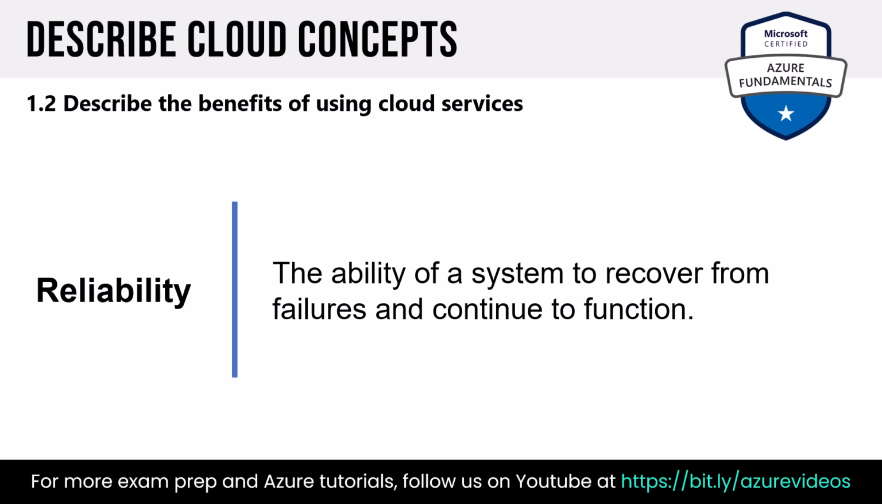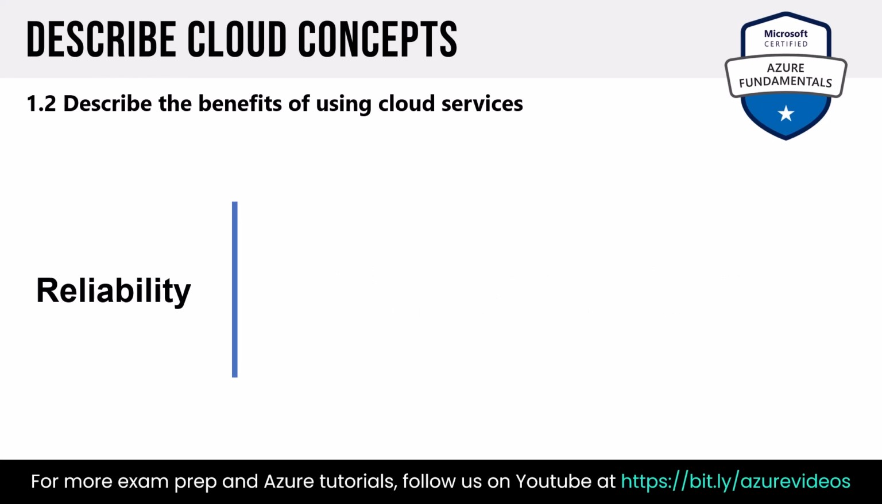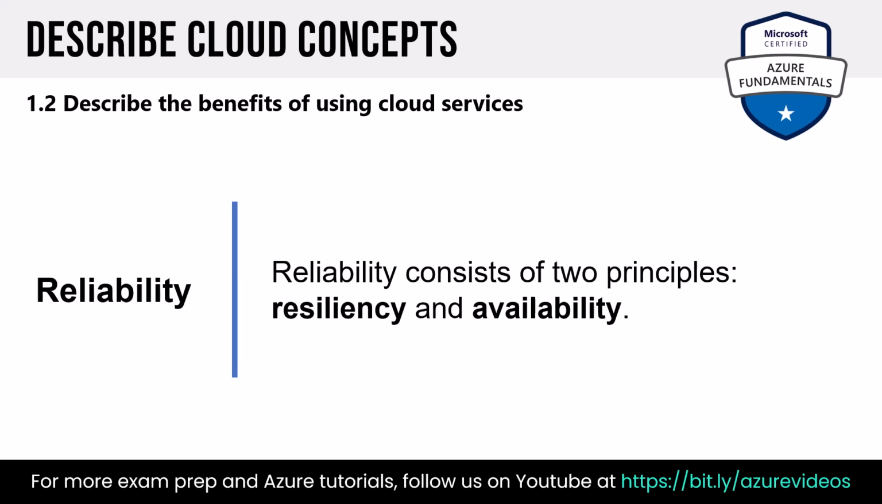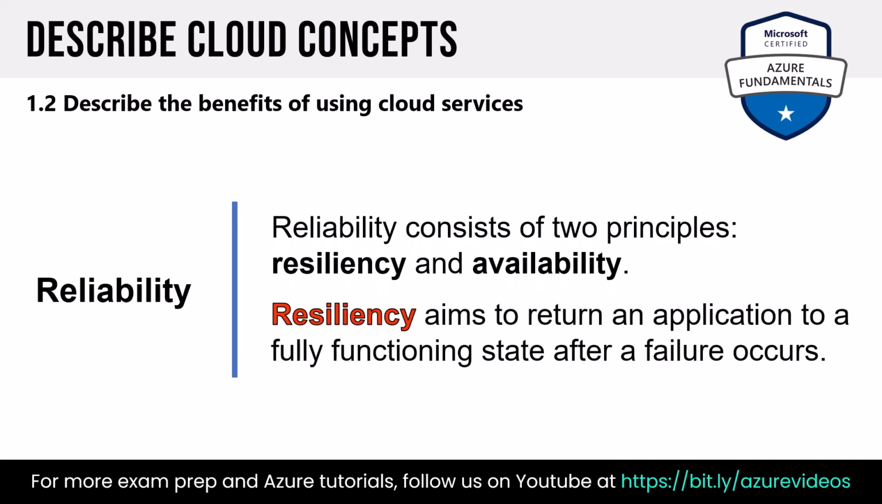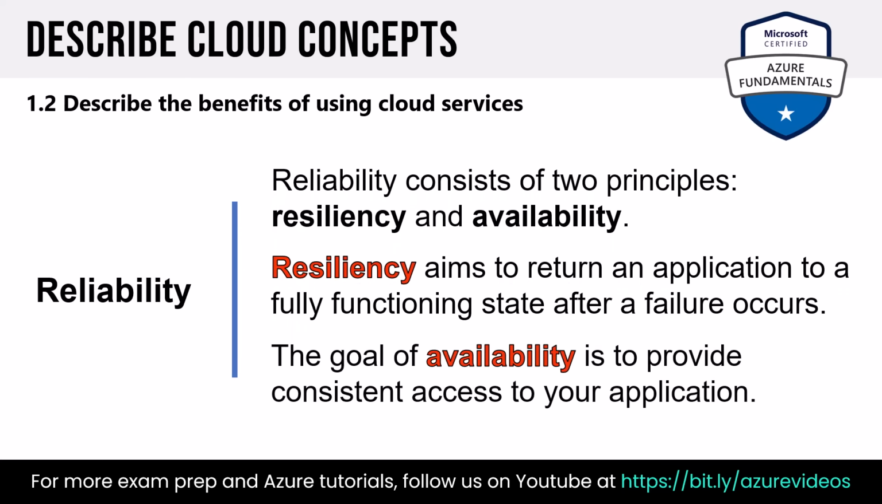And you can think about reliability in human terms. When someone is reliable, you can count on them. And that's really what reliability means in a technical sense. But the way Microsoft looks at reliability is really from two angles. So they'll talk about the principles of resiliency and availability. So resiliency aims to return an application to a fully functioning state after a failure occurs. And the goal of availability is consistent access to the application.